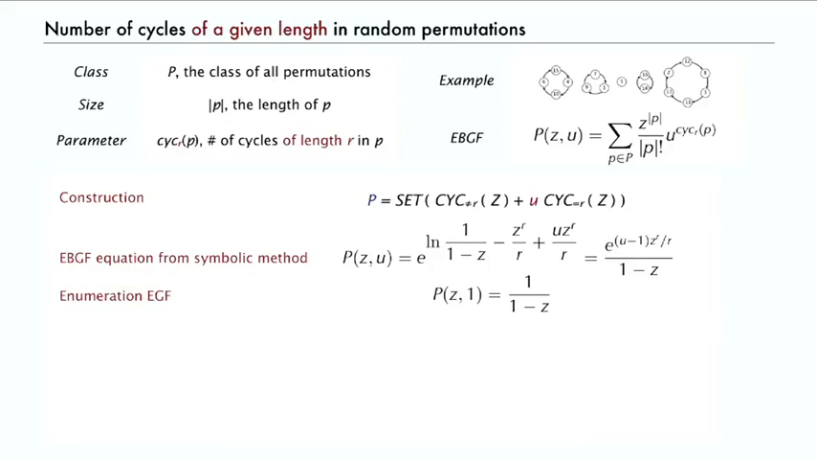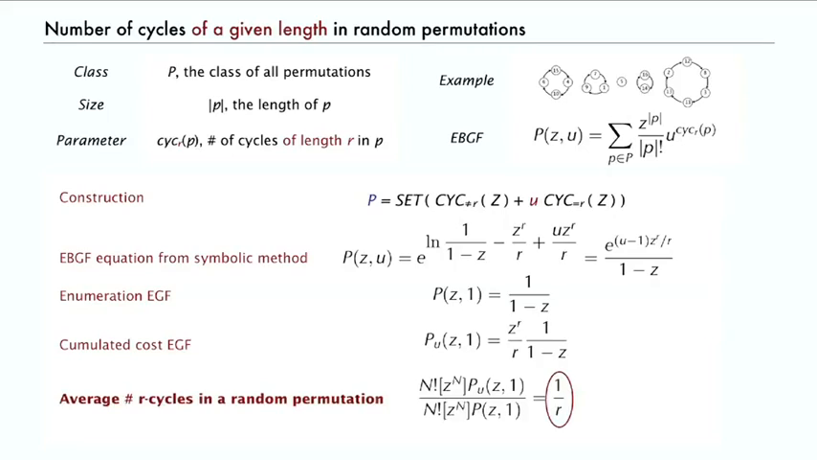Of course, if you evaluate that at u equals 1, then we just get 1 over 1 minus z as before. If we differentiate with respect to u and evaluate at u equals 1, it pulls out z to the r over r. If we take the coefficient of z to the n and divide, then we get 1 over r. The average number of r cycles in a random permutation is 1 over r. And that's an interesting result. There's one cycle, there's half a 2 cycle, a third of a 3 cycle. So most of the cycles are going to be small in a random permutation.